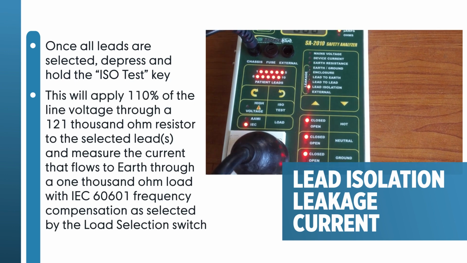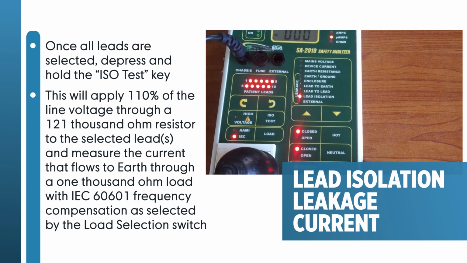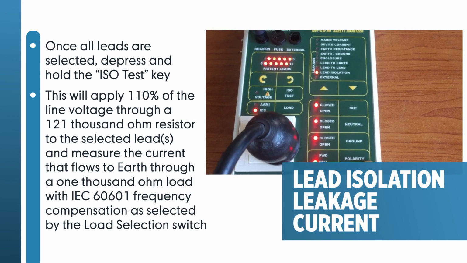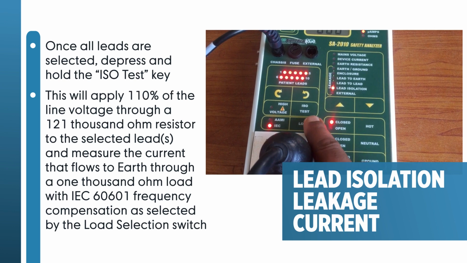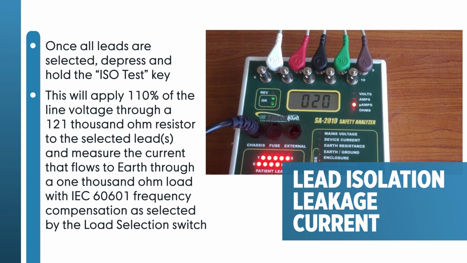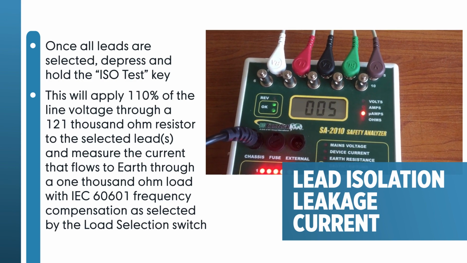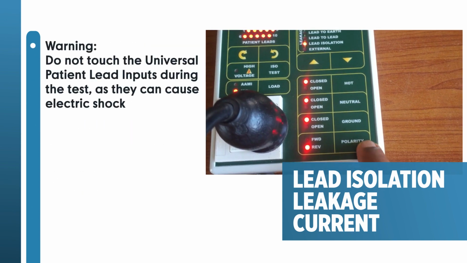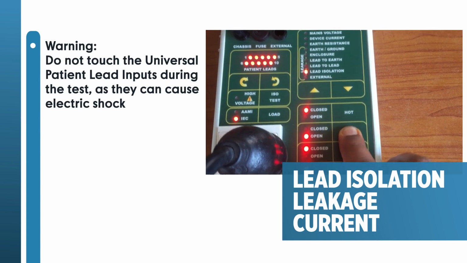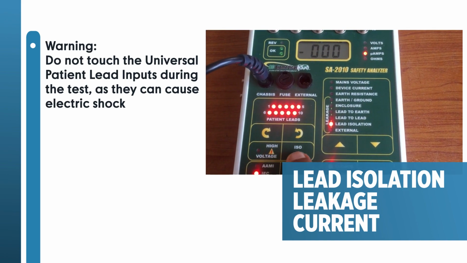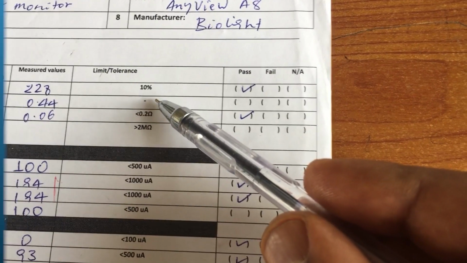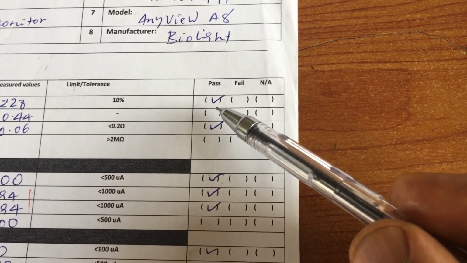This will apply 110% of the line voltage through a 121,000 ohm resistor to the selected lead or leads and measure the current that flows to earth through a 1,000 ohm load with IEC 60601 frequency compensation as selected by the load selection switch. Warning: do not touch the universal patient lead inputs during the test, as they can cause electric shock.